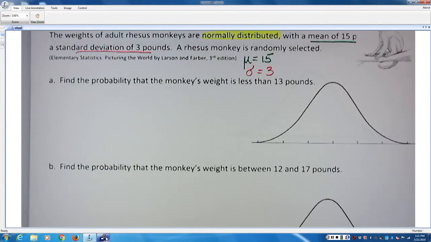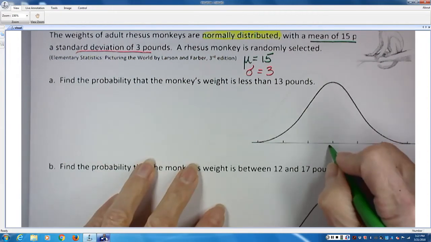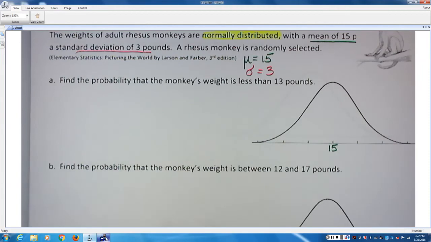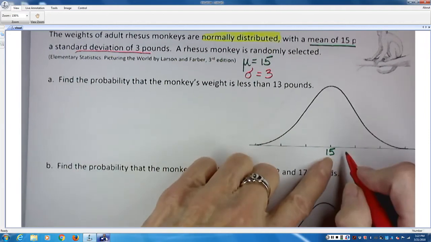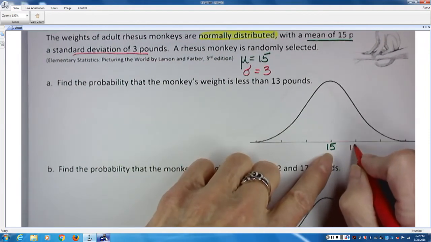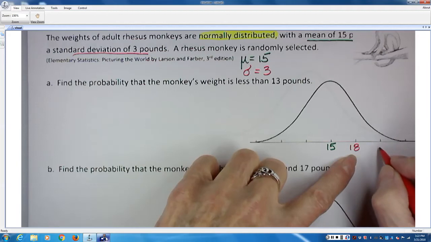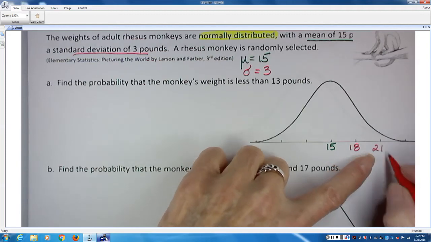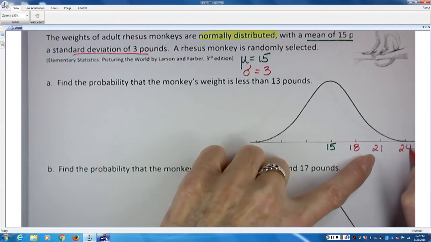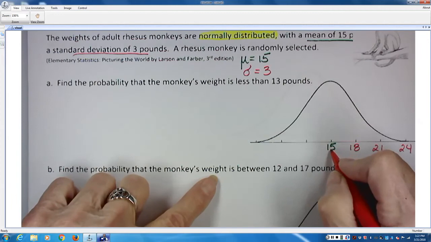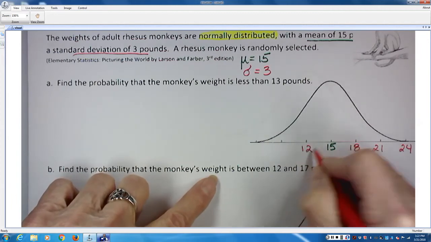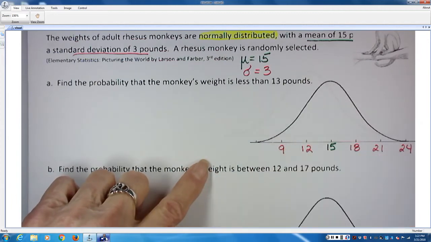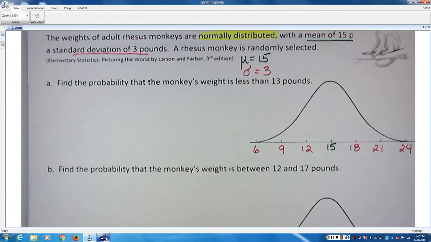So that tells us that the way that we need to mark the curve off is to put 15 in the middle, because that's where the mean is. And since the standard deviation is 3, then 15 plus 3 is going to be 18. 18 plus 3 more is going to be 21. And 21 plus 3 more is going to be 24. And then 15 minus 3 is going to be 12. 12 minus 3 is 9, and 9 minus 3 is 6.